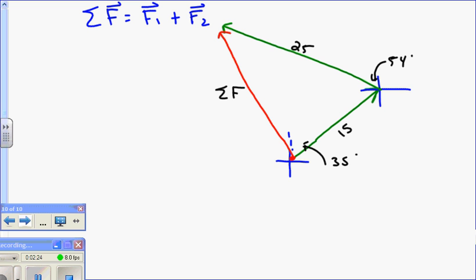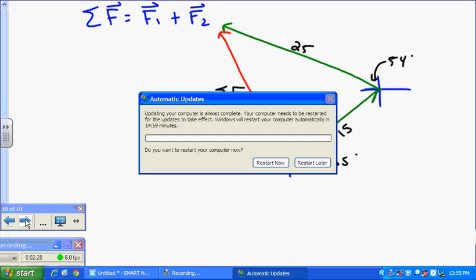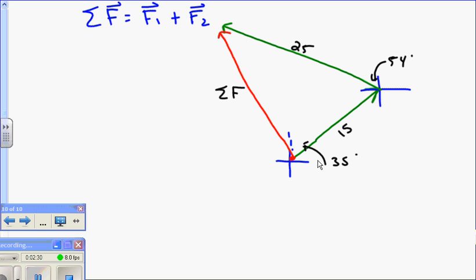Okay, a couple things with the angles here, because if I want to use cosine law to solve this, I need to know the angle across from my net force vector. That means I need to know this angle here. Well, I know this is 54. That makes this 36 right there.